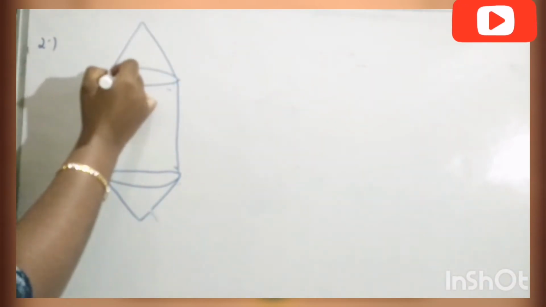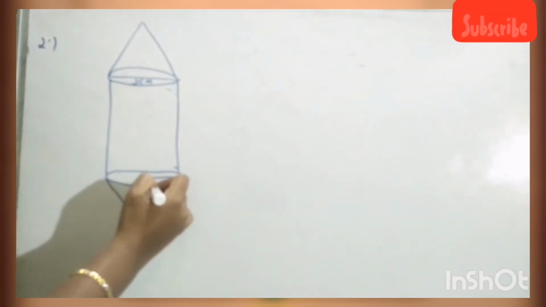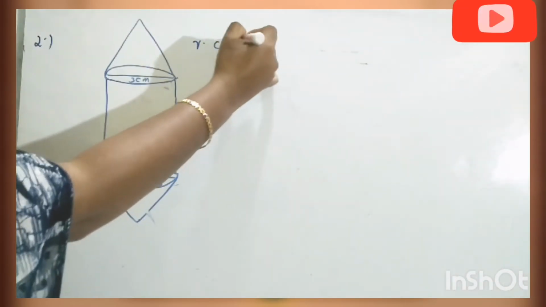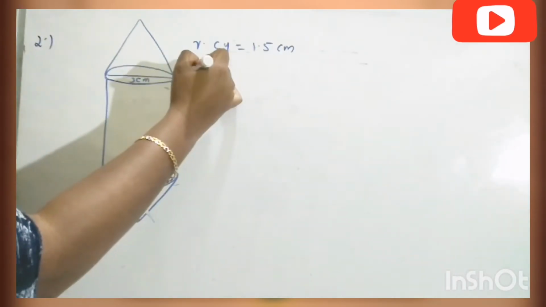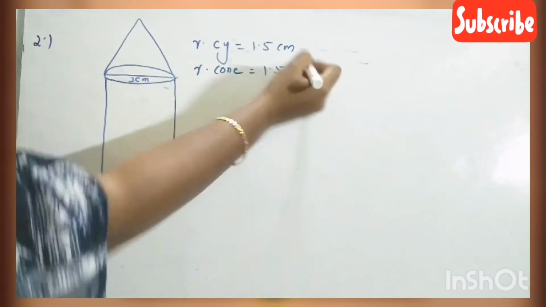Now it is given that the diameter of the model is 3 cm. If the diameter is 3 cm, then we will get the radius equal to 1.5 cm. So the radius of the cylinder is equal to 1.5 cm and the radius of the cone is also equal to 1.5 centimeter.